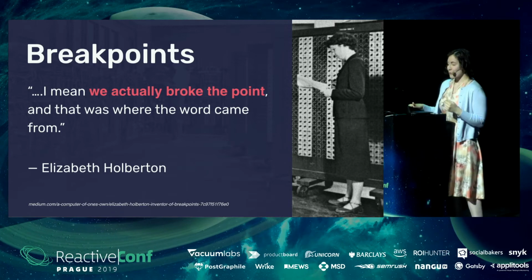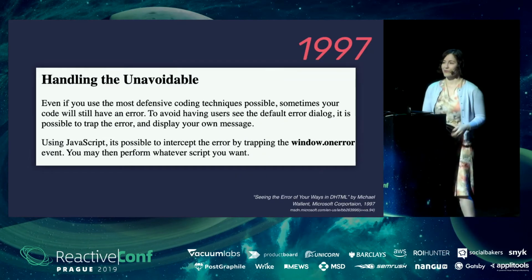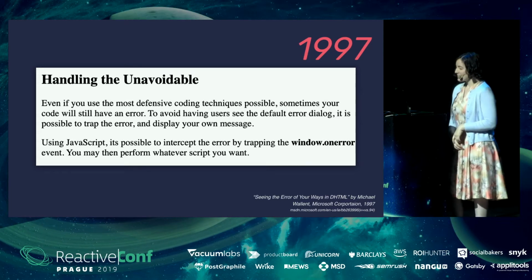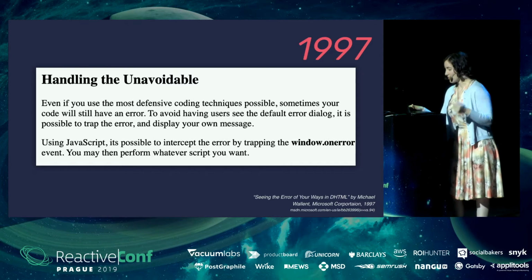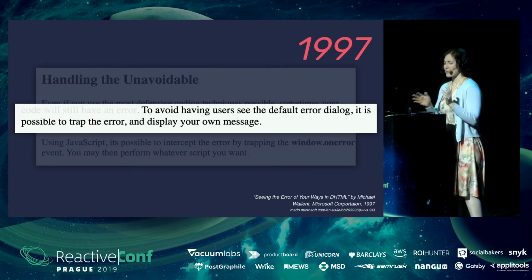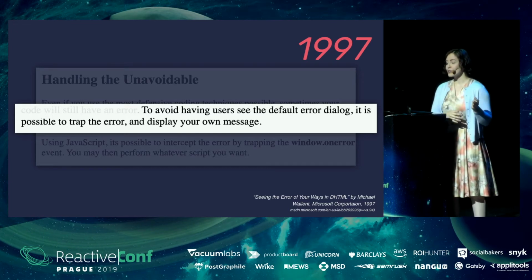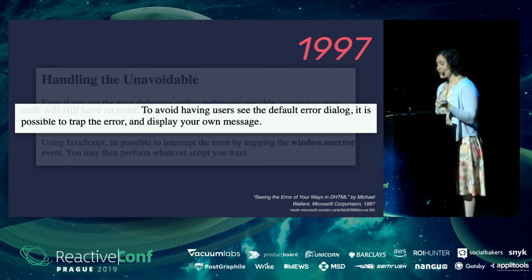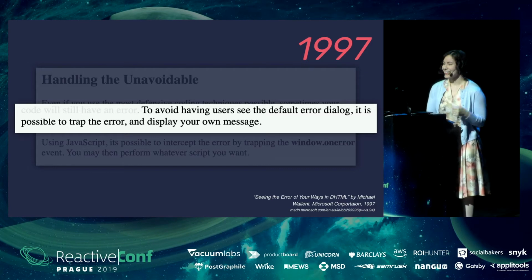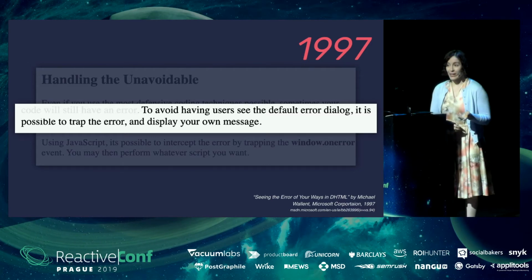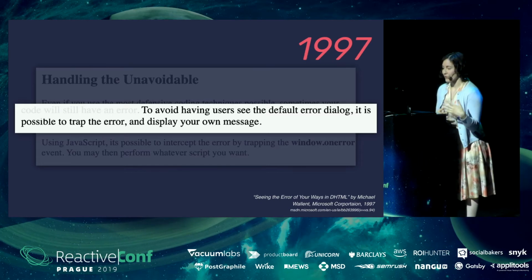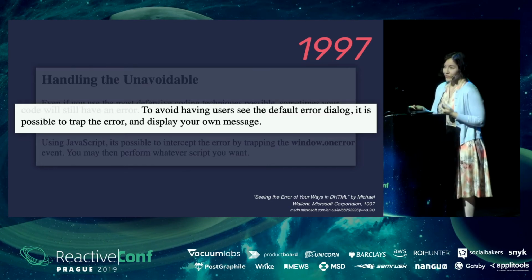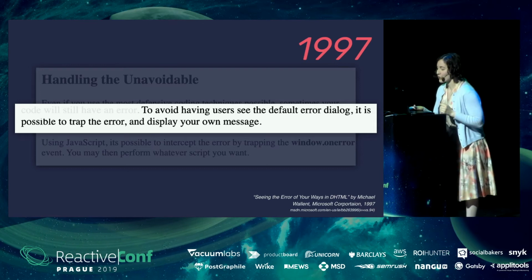So fast forward again to 1997, where we left off with our JavaScript history. I found another interesting article, this time posted in 1997 by Microsoft. They recommended, to avoid having users see the default error dialog, that you should use window.onError to trap the alerts and display your own message instead of the error. That way your users won't really get to see under the hood of your application.